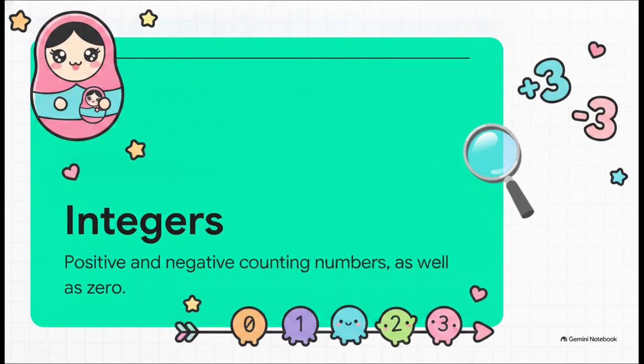Let's expand those boundaries once again to create our third nesting doll, integers. Now we're venturing into the world of opposites. Integers include all of our whole numbers, so 0, 1, 2, 3, but they also bring in their negative counterparts, like -3 or -7. Now notice, we still don't have any fractions or decimals here. It's really just clean whole steps in both the positive and negative directions.